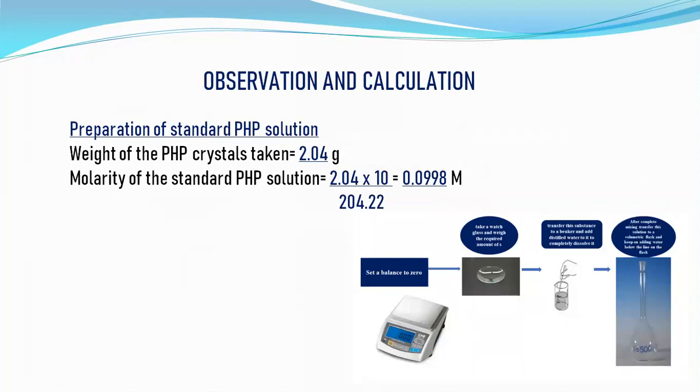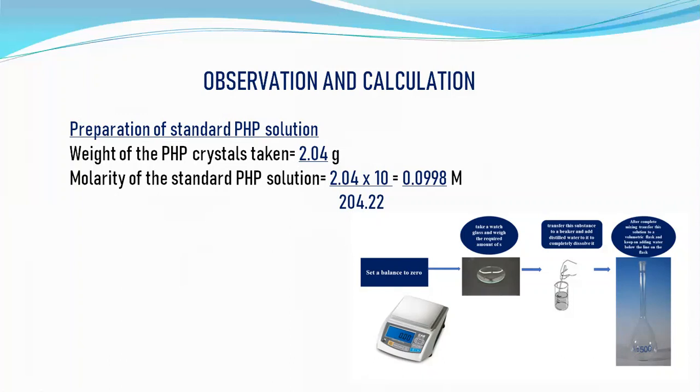So coming on to the observation and calculation of this experiment. Firstly, the first step is preparation of standard solution of PHP. Because in this experiment, mainly we are finding out the amount of NaOH present in the solution using standard PHP solution. So standard solution is nothing but the solution whose concentration is known. So here we prepare the PHP solution whose concentration is known, and using this concentration of the PHP solution, we are finding the concentration of NaOH solution.